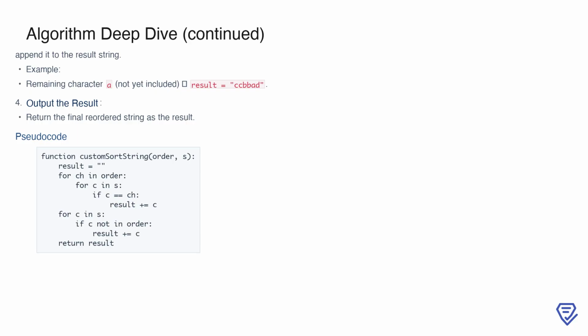The pseudocode for this process is straightforward. We use a nested loop to match characters from order with those in S, appending matches to the result string. Afterward, a second loop appends any unmatched characters to the result. This method is simple but inefficient, as it involves repeatedly iterating through S for each character in order, leading to a time complexity of O(m * n), where m is the length of order and n is the length of S.